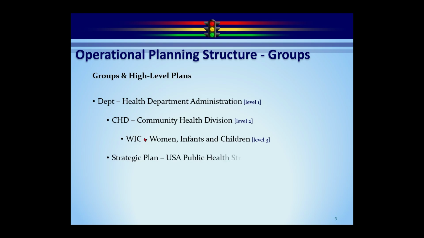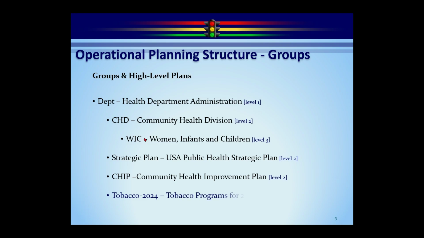As we mentioned, each of the primary plans is typically a level 2 group in itself reporting to the department. So your strategic plan and your CHIP are level 2 groups. Again, we're going to use the same example we used in the overview, Tobacco 2024, as our group for today, and we're going to use the one under the training group. So it's a level 2 group reporting to training in this particular case. So that's the group screen. Again, hierarchical organization of your department.